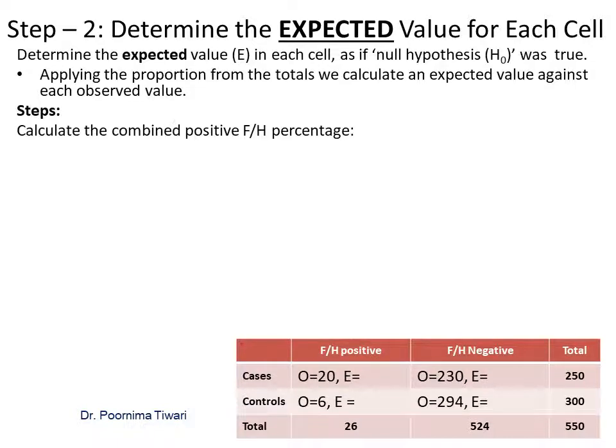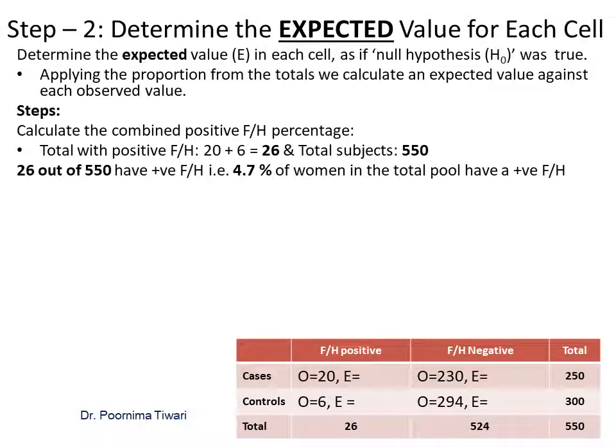First, we arrive at the combined proportion. So the total number of people who have a positive family history are 20 plus 6, that is 26. And the total participants, that is both cases and control, is 550. So 26 participants out of 550 participants have a positive family history. That is 4.7% of women in the total pool have a positive family history.